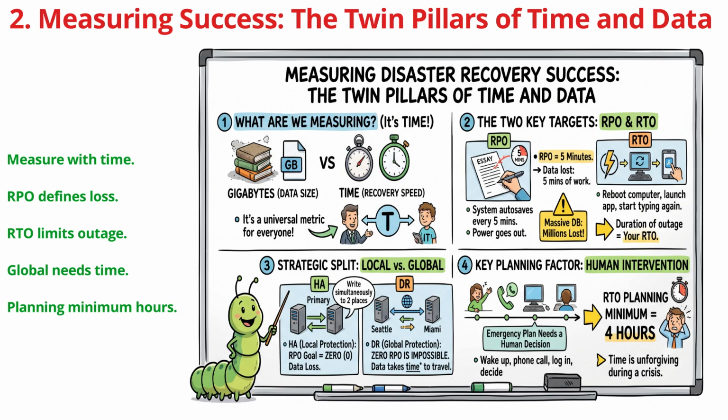RTO, or recovery time objective, measures outage duration. From a failure, how long until you reboot, relaunch apps, and start working again. Local high availability can hit zero loss, but global disaster recovery cannot. Physics makes data take time to travel. Finally, always account for human intervention. Realistic planning minimum, 4 hours. Time is unforgiving during a crisis.